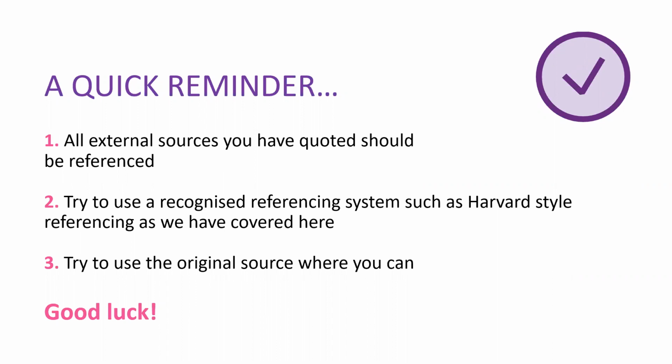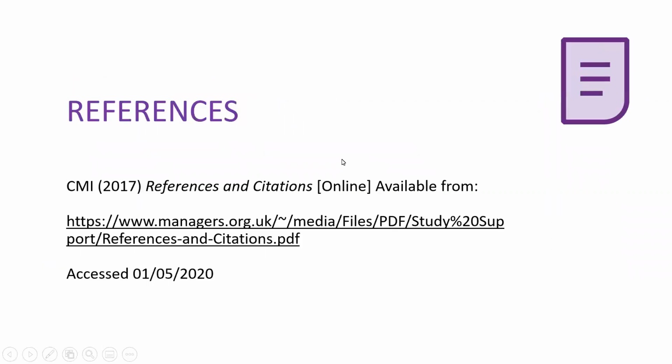The reason for that is you can't always be sure that the person quoting is actually giving you a correct interpretation of the author's original intention. So it is always better if you can to go to an original source. And if you need a reminder, there is a guide on the CMI website on referencing citations, which goes into some more detail and gives some examples of different sources and how to present them.